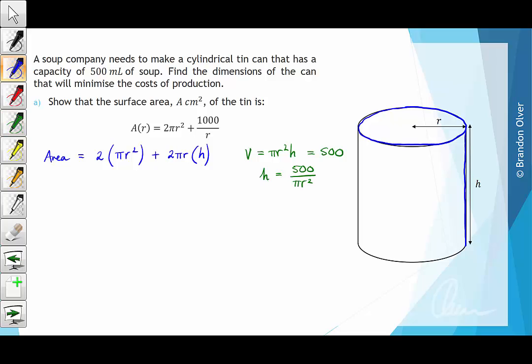So if we substitute that into our area formula, we get that the area is equal to 2 pi r squared plus 2 pi r multiplied by 500 divided by pi r squared. And if we simplify that, we get 2 pi r squared plus 1000, which is the 2 times 500. Then pi r on the top line and pi r on the bottom line cancel, just to leave r behind, which is what we were asked to show.